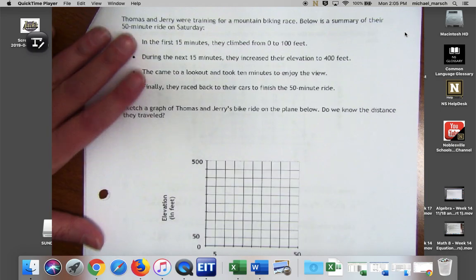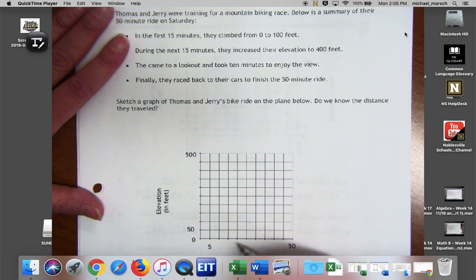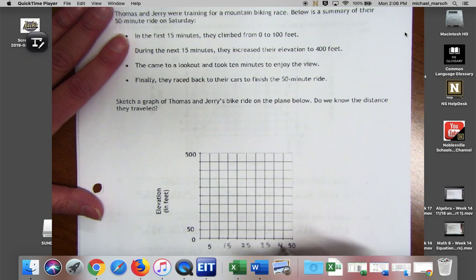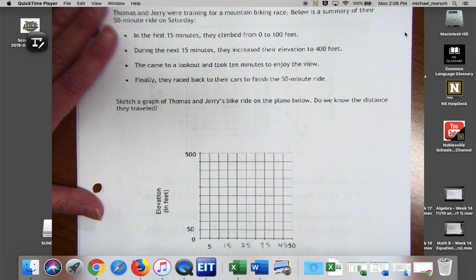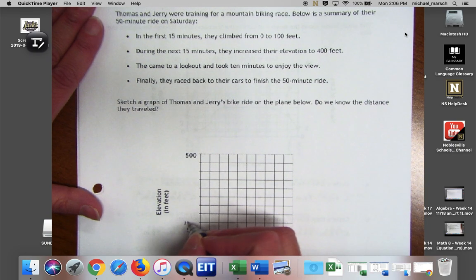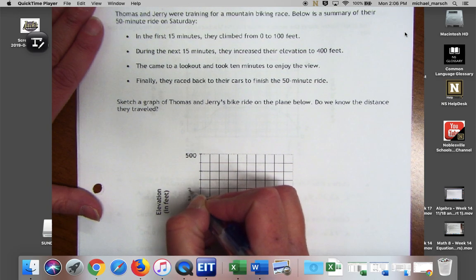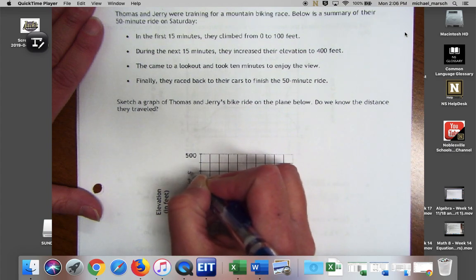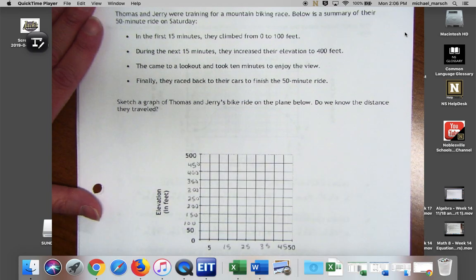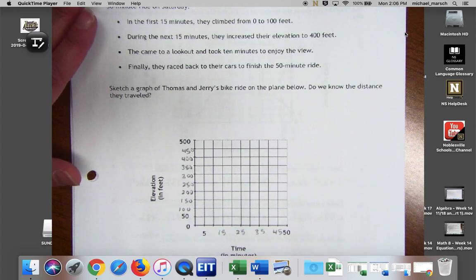We have elevation and we have time, and they're going on the mountain biking practice. So I'm going by 5-minute increments. This is a 50-minute bike ride. And then the elevation goes by 50 feet increments. Like I just did the whole 100, that's fine.